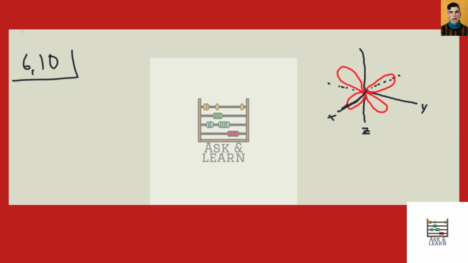So the first problem that we're asked is, what is the smallest possible value of the principal quantum number n? Now, we know that d orbitals cannot have a value of n equal to 1 or 2. So n is equal to 3 is the lowest possible value it could have because it's a d orbital.